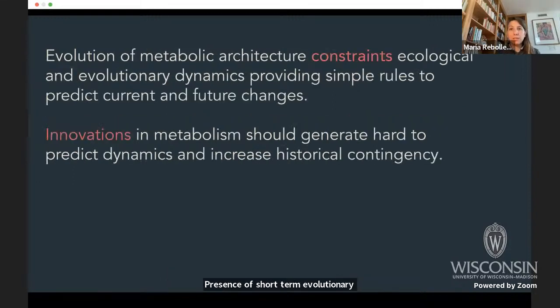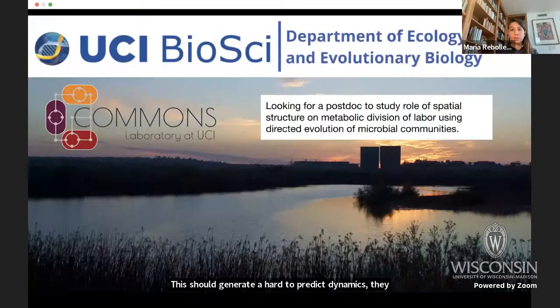And I think the overall take-home of this talk is that evolution of metabolic architecture really constrains ecological and evolutionary dynamics, providing simple rules to predict current and future changes. And that when we have these big innovations, for example, in multicellularity, or in this case, innovations in metabolism, these should generate hard to predict dynamics. They should really change the adaptive landscape, and they increase historical contingency.